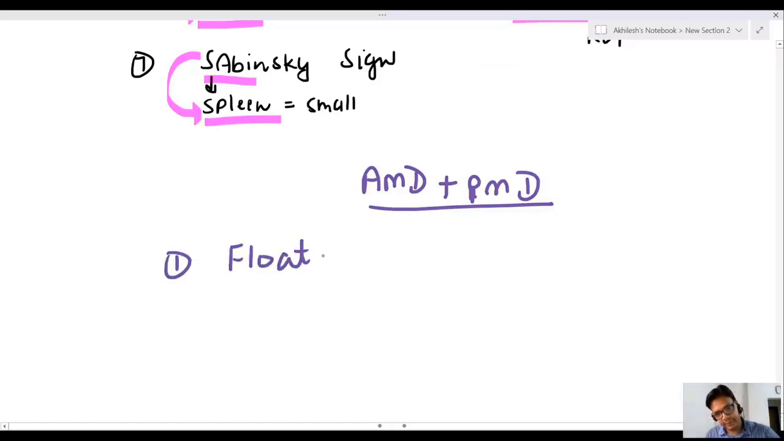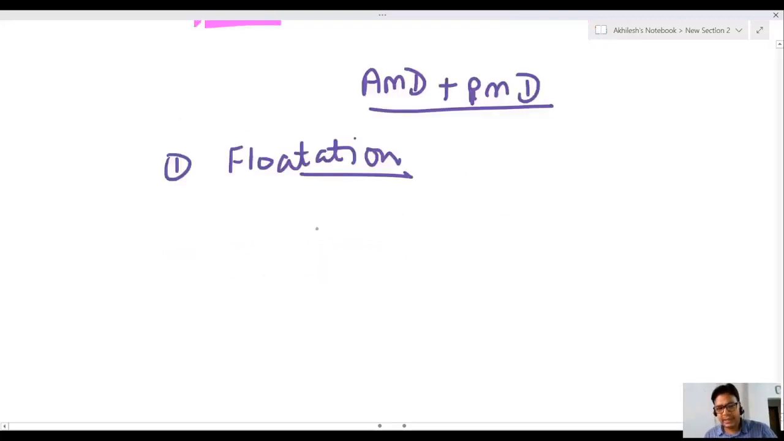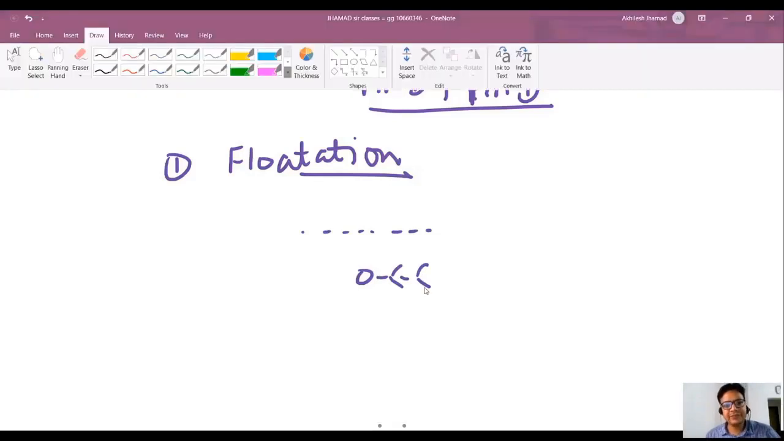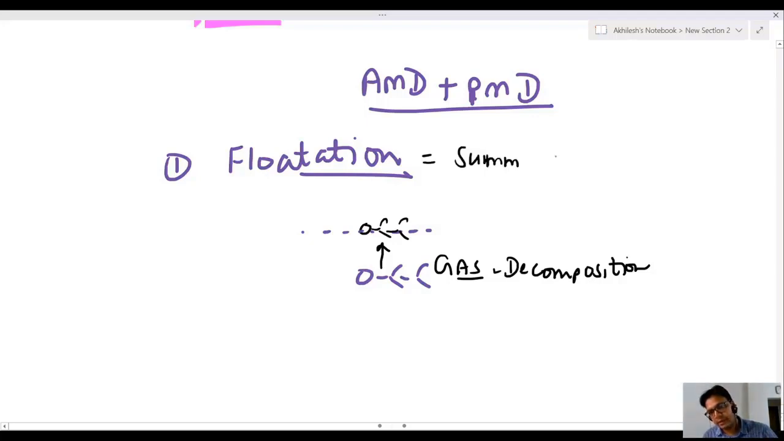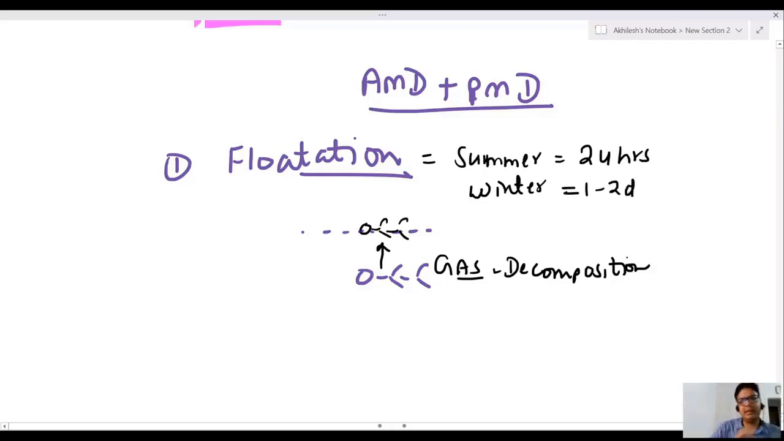First is flotation. Antemortem means you died inside the water. Postmortem means you died outside, but the body has been put inside after that. Now, sir, your body is inside the water. After some time, there is gas formation in the body because of decomposition, and the body will start floating. This flotation time in summer is 24 hours and in winter, it is 1 to 2 days.